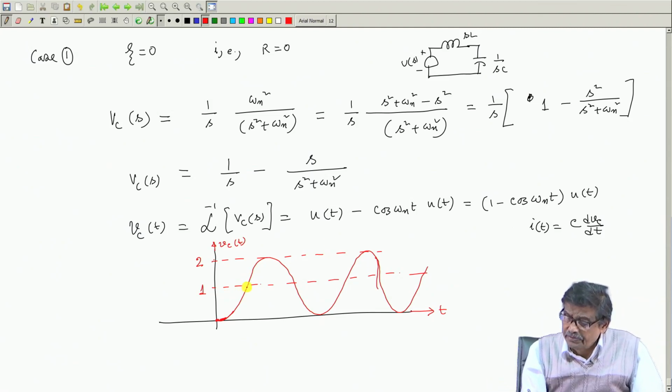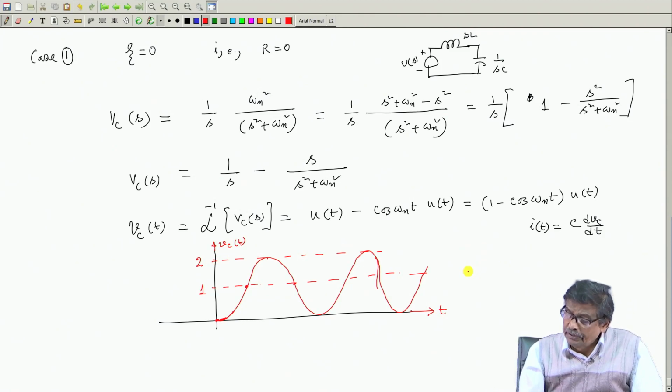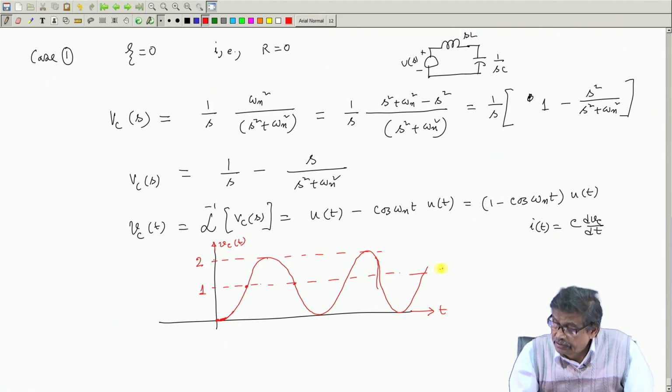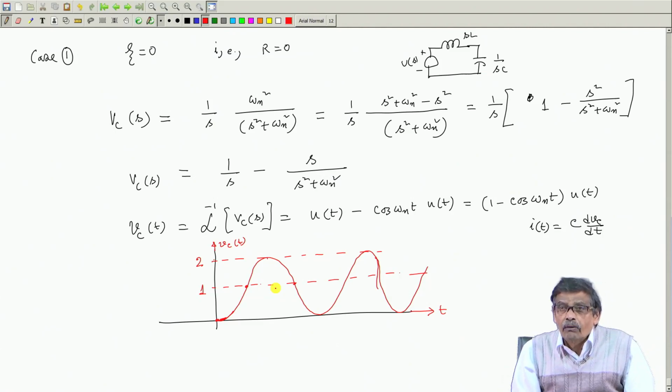You can easily verify this is correct. After all, there is 1, go to 1, then draw the minus cosine omega t with this horizontal axis, and you will get this. The amplitude of this one is 1. So, 1 plus 1 is 2. So, the capacitor voltage will be oscillating in nature with a DC component. It is equal to a DC constant across the plate of the capacitor over which there is a cosine term, of what frequency? Of frequency omega n.